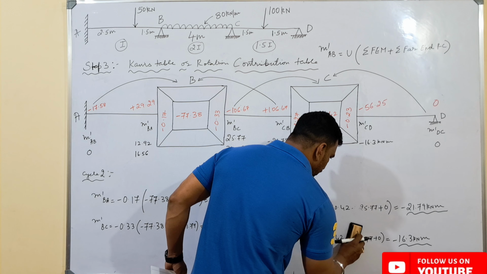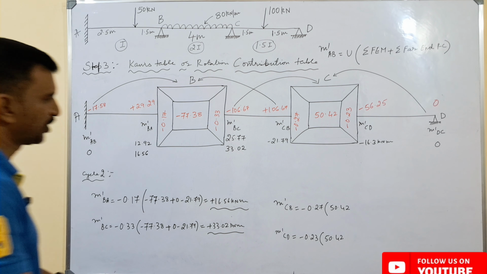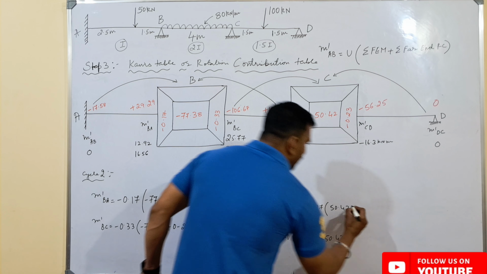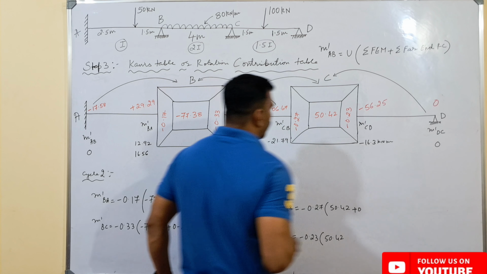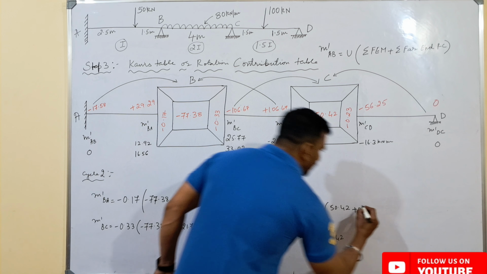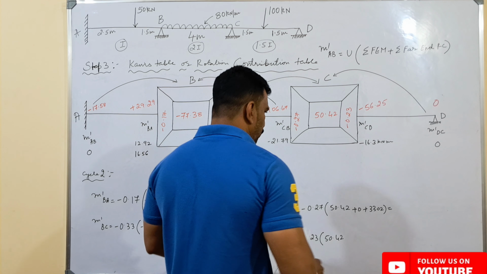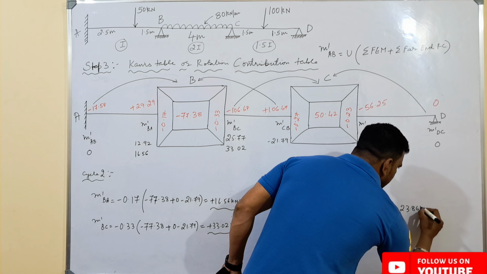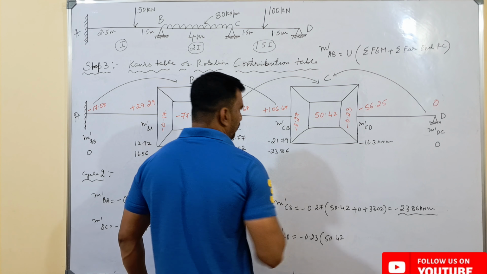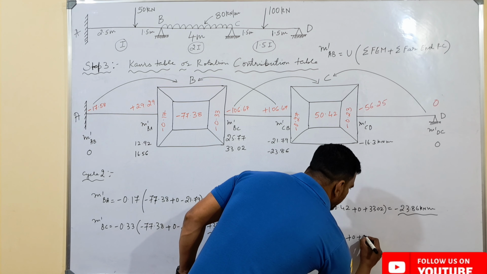Same for here also. That is M dash CB will be equal to, the rotation factor value here is minus 0.27, summation of fixed end moment plus the far end rotation contribution here is 0 and the new value for the far end rotation contribution here is 33.02, which gives a value of minus 23.86 kilonewton meter. So this value we have to write here is minus 23.86.